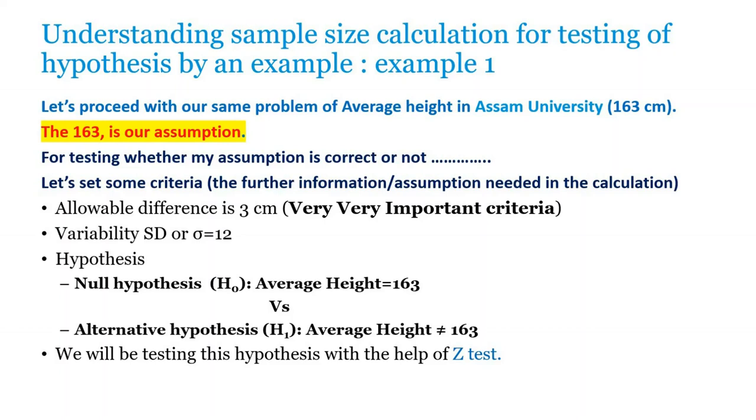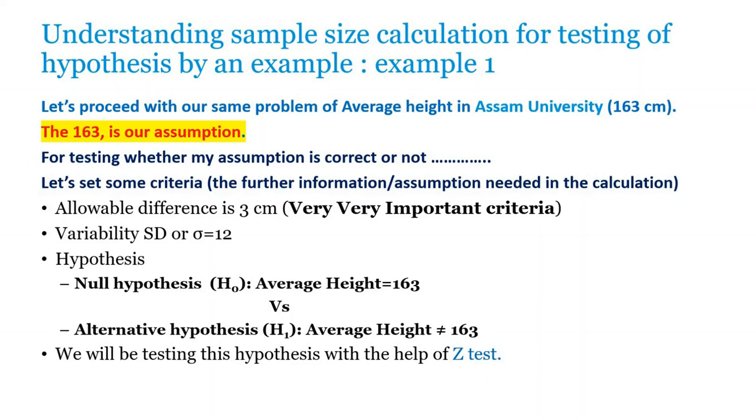So we have taken Assam University's height. Let's assume it is 163. I have assumed it. Now I want to test whether my assumption is correct or not. So for that, what do I have to do? First of all, my assumption is 163. And then I want to say that 163 plus or minus 3 centimeter is okay. So this is my allowable difference. I am okay with this difference. And variability is 12.